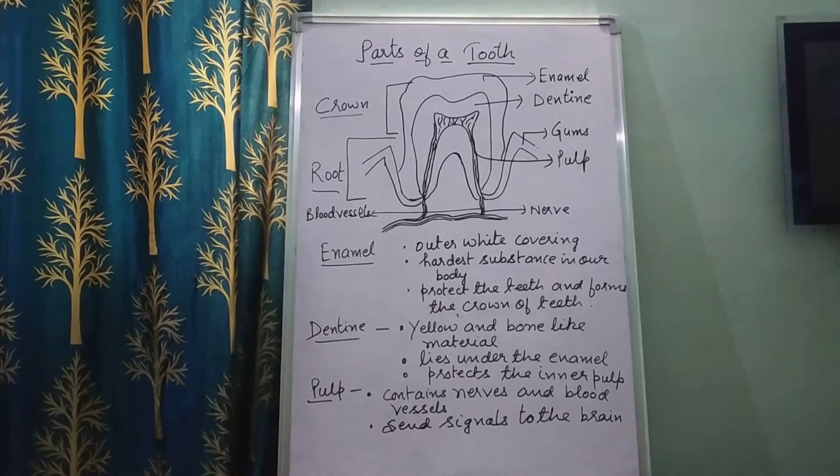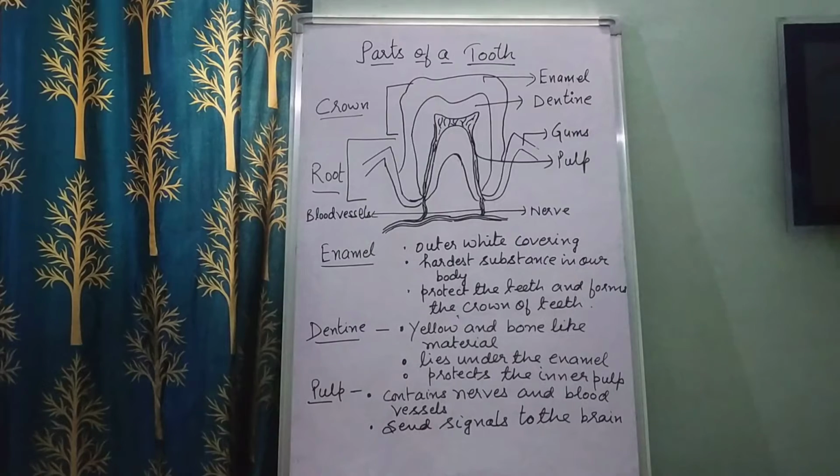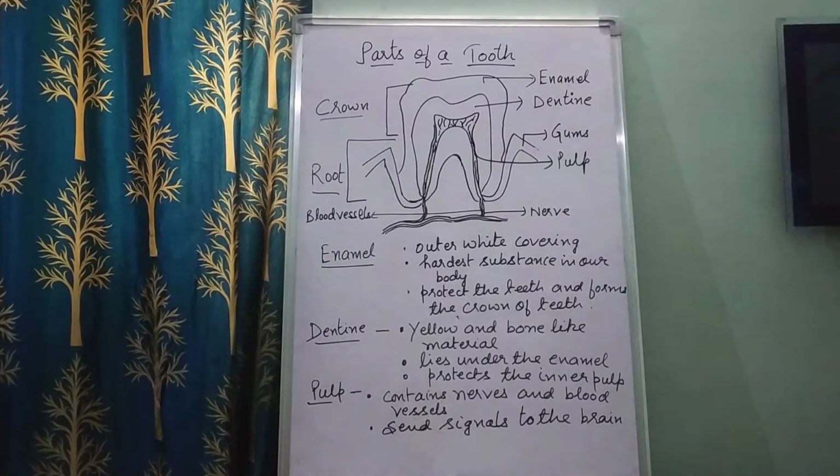Now the dentine. Children, it is a yellow, bone-like material and it lies under the enamel. What does this dentine do? It supports the enamel, and it also protects the inner pulp.